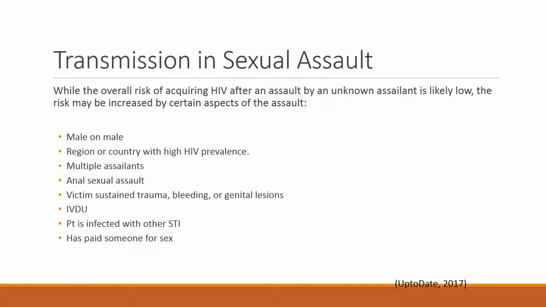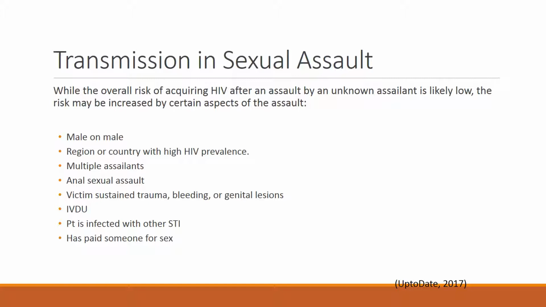Any male-on-male sexual assault depends on the region you're in. Is there a high prevalence of HIV in that region? Were there multiple assailants? That comes into possibility of injury, which could increase transmission. Was there any anal sexual assault? So we know that the anal mucosa is thin. It's easily torn. Hence why with men who have sex with men, there are often higher transmission rates than through vaginal sex. There's also less natural lubrication in that area. So both of those reasons would increase the risk of transmission.